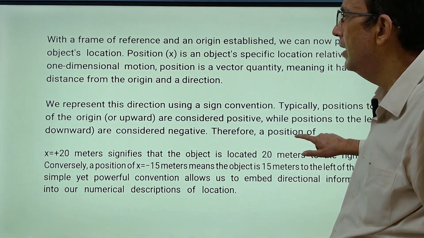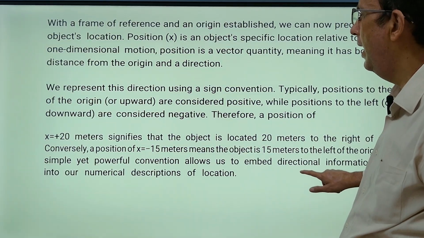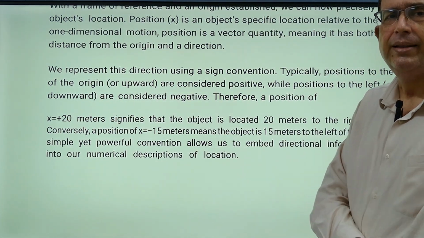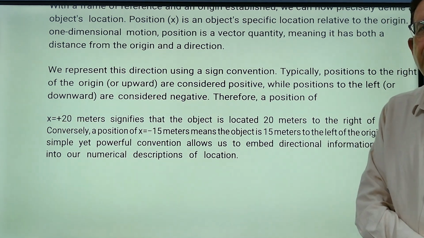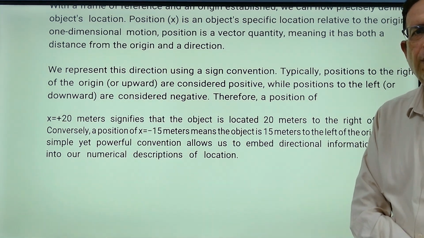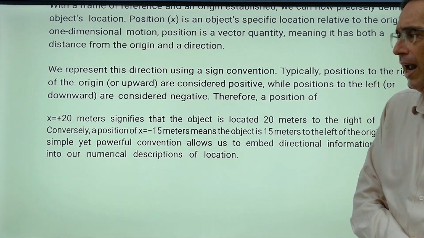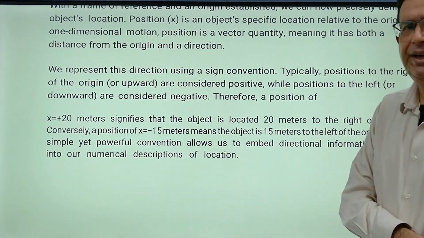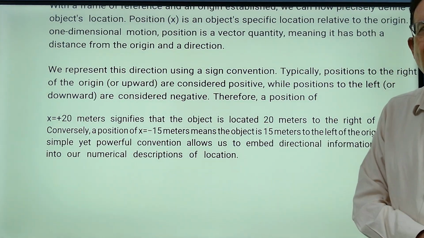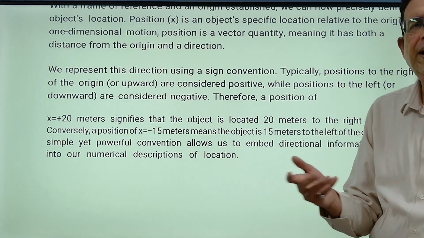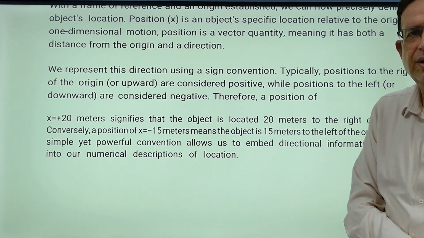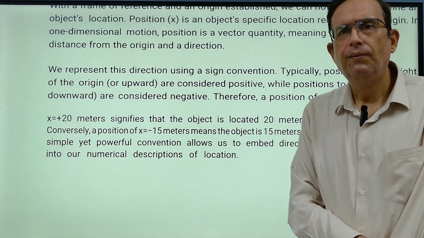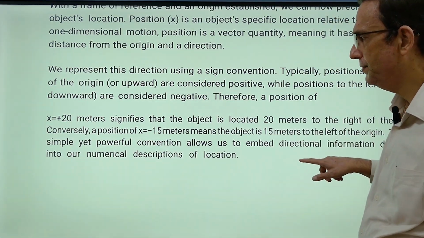Okay. So, for example, if x is plus 20 meters, then you can say that the object is 20 meters away from the origin towards the east. And if it is minus 15 meters, you can say it is 15 meters away from the origin towards the west. So this is how we ascribe the position.